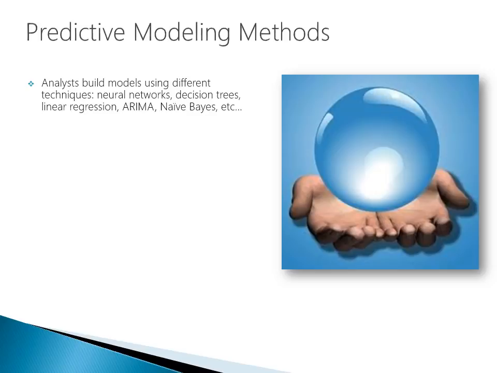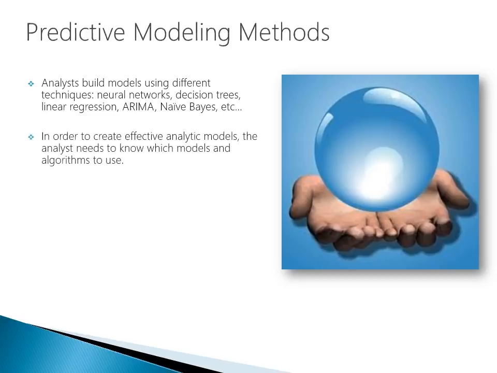There are many different predictive modeling methods, and we will get into a series of discussions surrounding these methods, some of the nuances and how they work. But analysts build models using many different techniques. There are techniques like neural networks, decision trees, linear regression, ARIMA models, naive Bayes, and so on and so forth. There's just a very large amount of them. However, in order to create effective models, the analyst needs to know which model and which algorithm to use for a specific task.